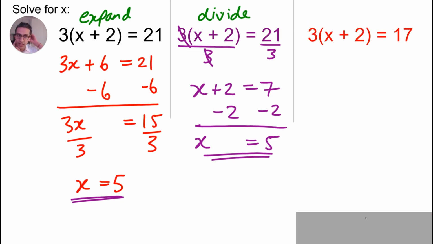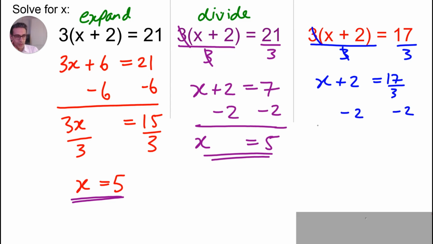So have a think why that might be. You might spot it straight after the first step. So let's divide by 3, divide by 3. Now the 3s cancel out. x plus 2 equals 17 over 3. And then I'm going to take away 2, take away 2. So x equals 17 over 3, and then I have to take away 2 from that.